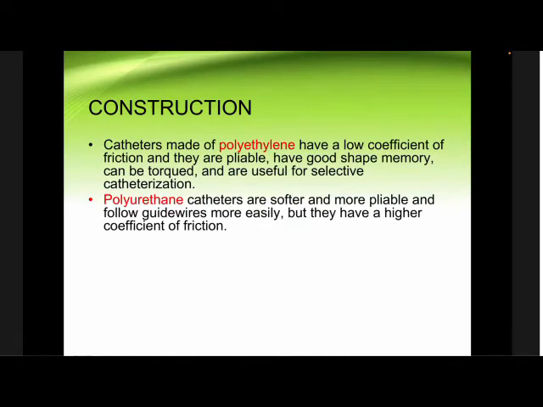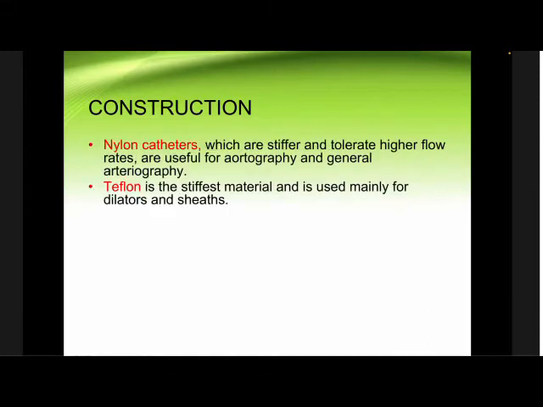The catheters made of polyethylene have a low coefficient of friction, are pliable, have good shape memory, and can be torqued, and are used for selective catheterization. Whereas the polyurethane catheters are softer and more pliable, but they have a higher coefficient of friction. The nylon catheters are usually stiffer and tolerate higher flow rates, and are used for general arteriography, whereas Teflon is the stiffest material used for dilators and sheaths.